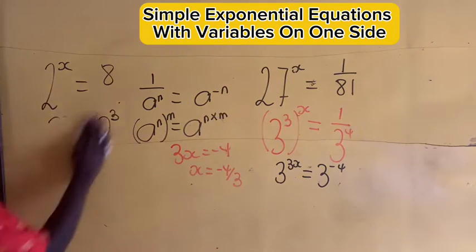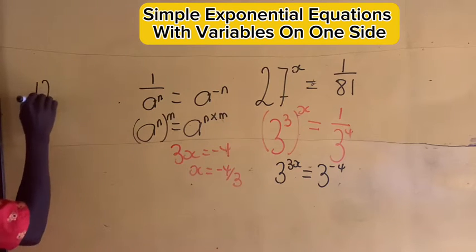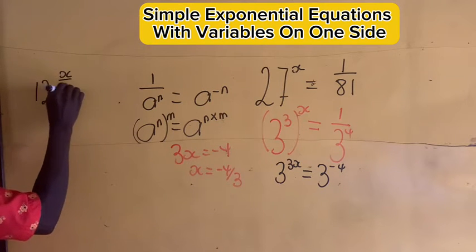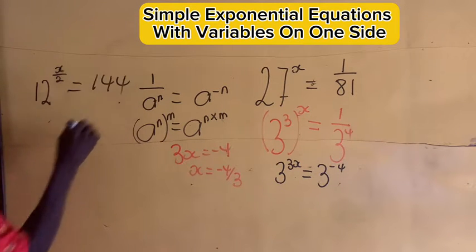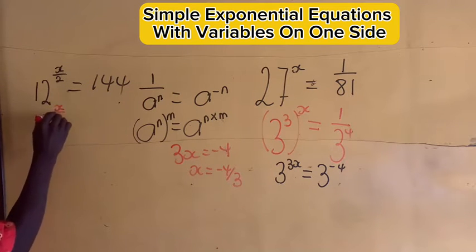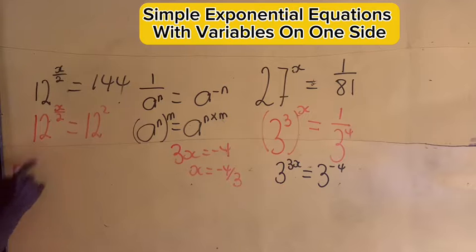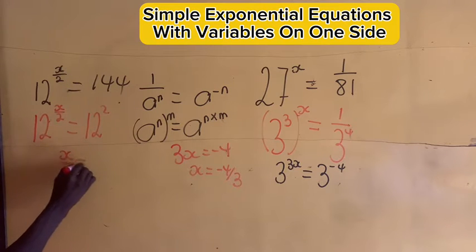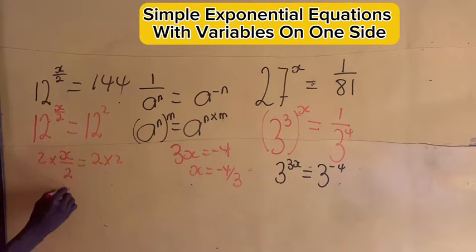Now, let us look at this one. I have 12 exponent x over 2 equals 144. Here, 144 is the same as 12 squared. So here I have x divided by 2 equals 2. And if you multiply here by 2 and here by 2, 2 cancels 2, and we have x equals 4 in a very simple way.